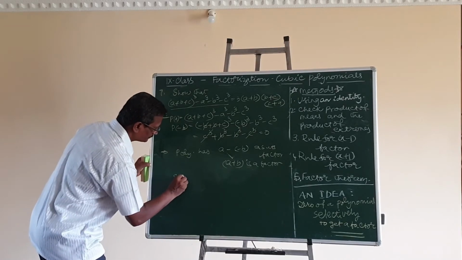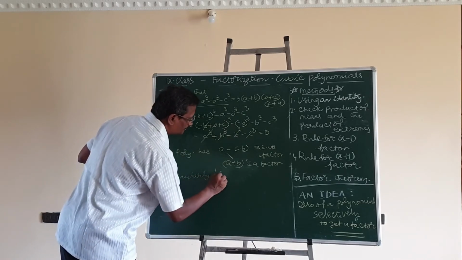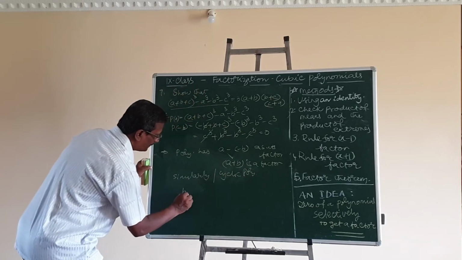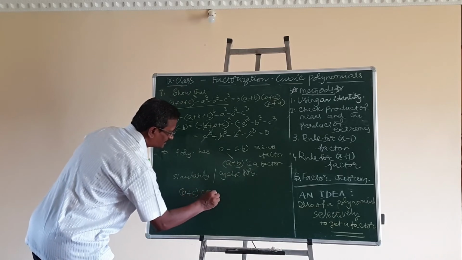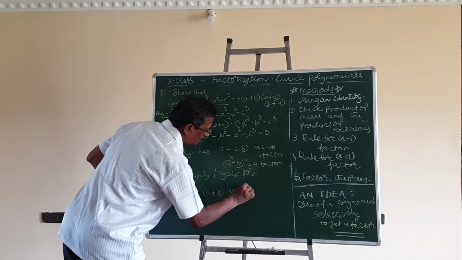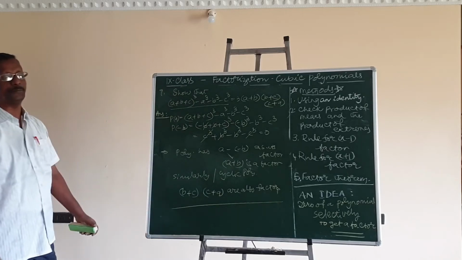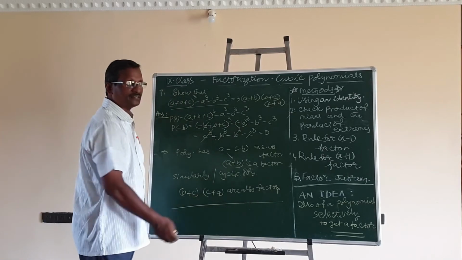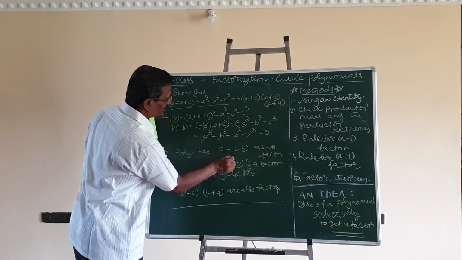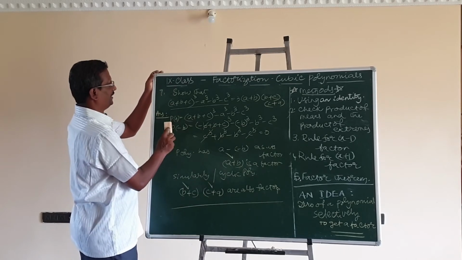Similarly, as it is a cyclic polynomial, b plus c and c plus a are also factors. In speciality of the polynomial, b plus c and c plus a are also the other two factors. If it is decided that factor 1, factor 2 and factor 3, we will write the polynomial in this way.